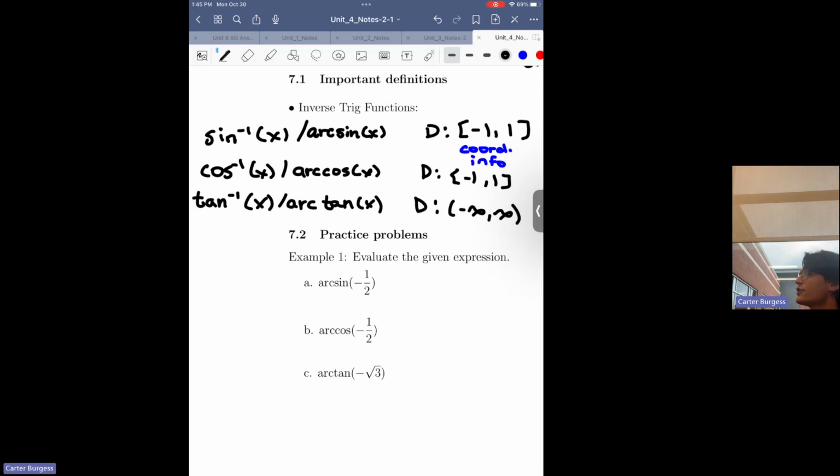So for inverse sine, we are plugging in a y value. It's going to spit out an angle. For inverse cosine, we are plugging in an x value. It's going to spit out an angle. Inverse tangent's a little bit weird. We're going to be plugging in a ratio of y over x, and then it's going to tell us the angle that would give us that ratio of y over x.